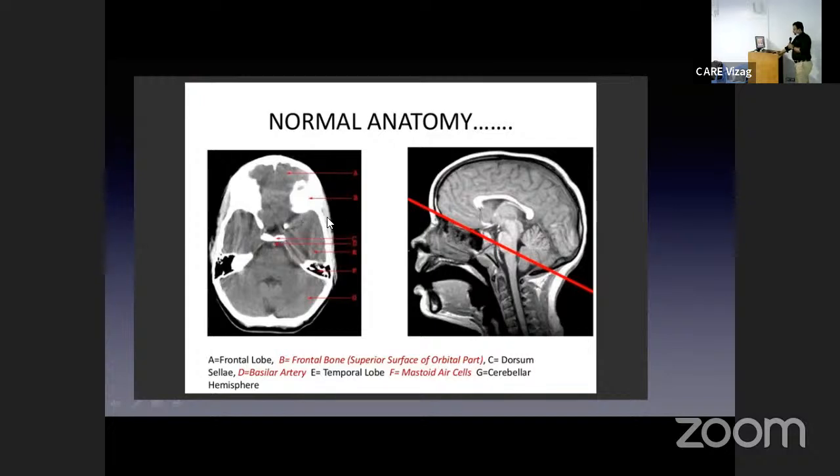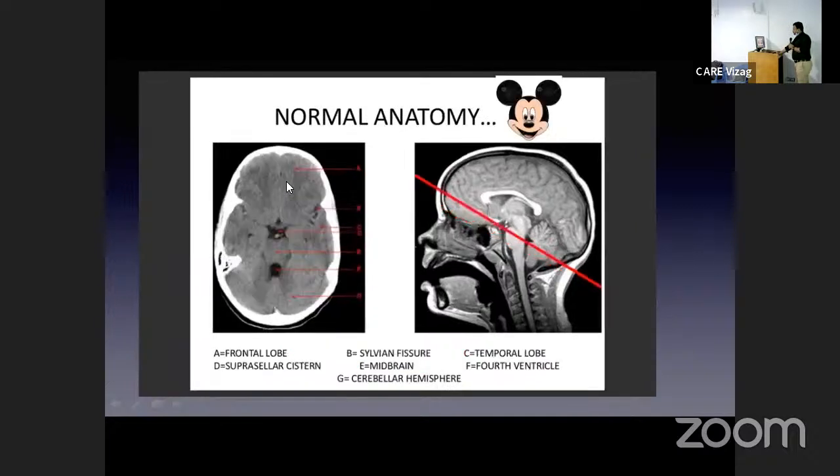Subcutaneous and the scalp tissues are present across all levels. You have the crista galli starting here, which is the attachment of the tentorium at a higher level.